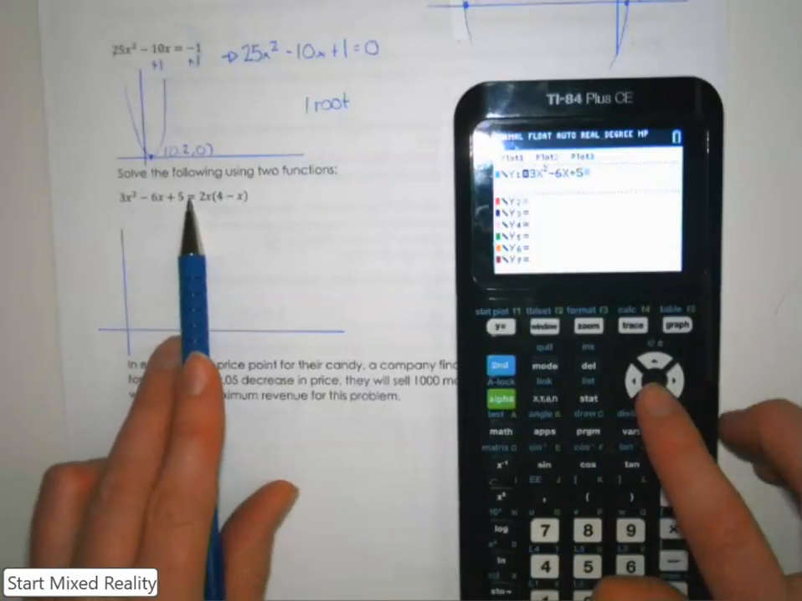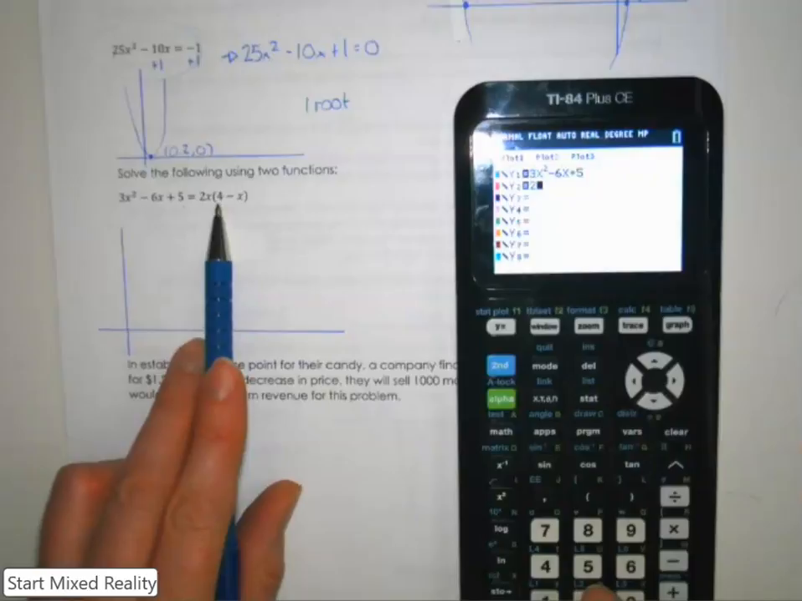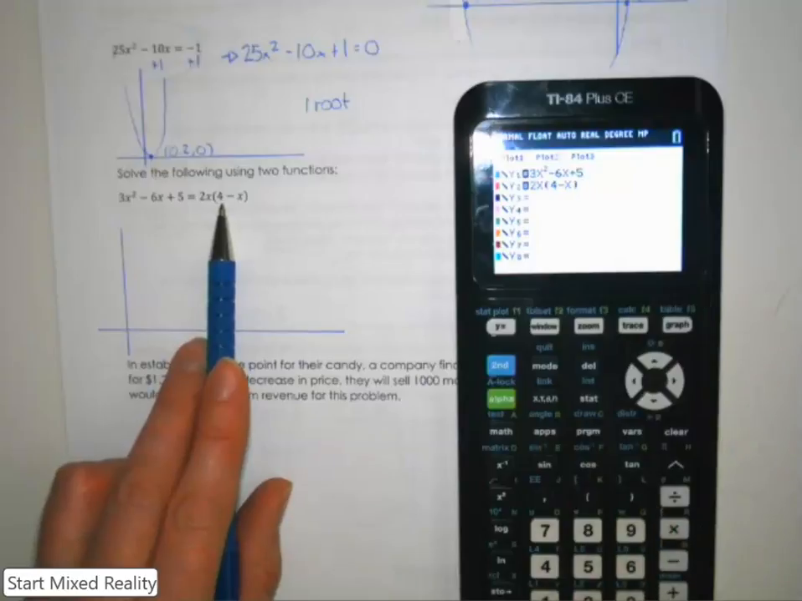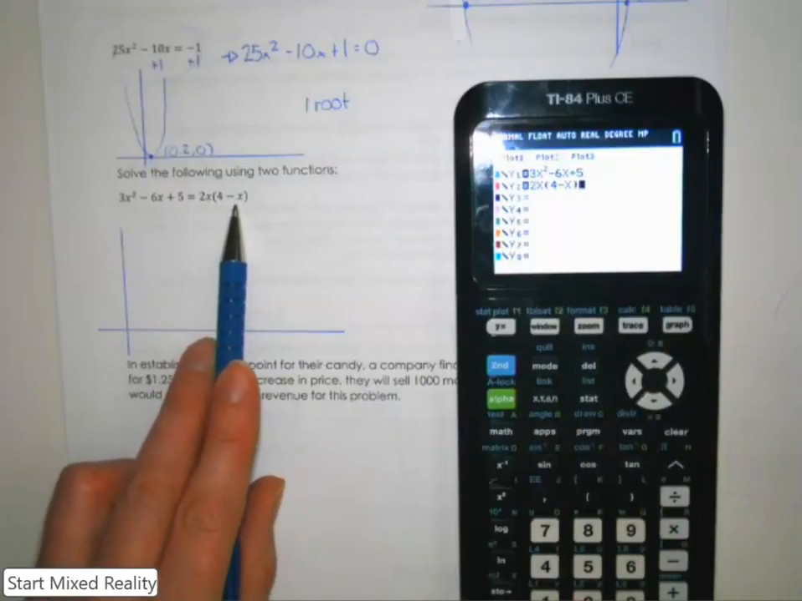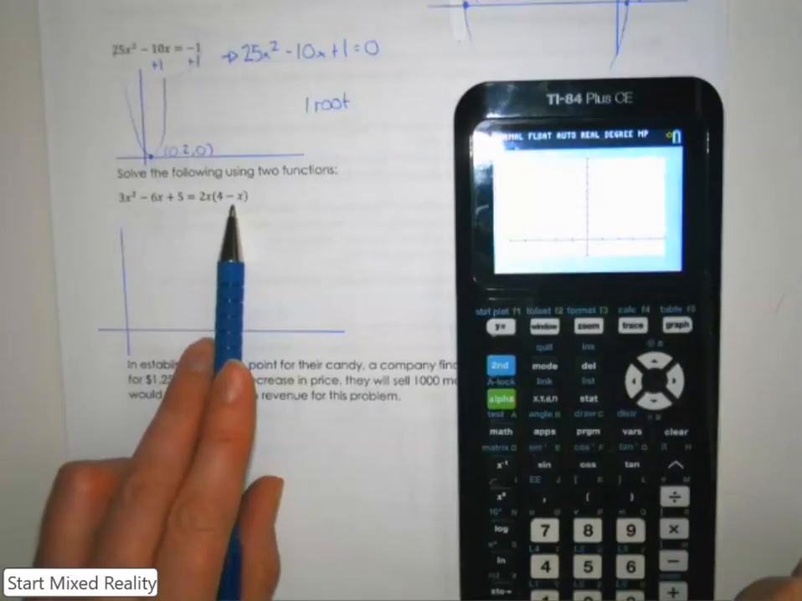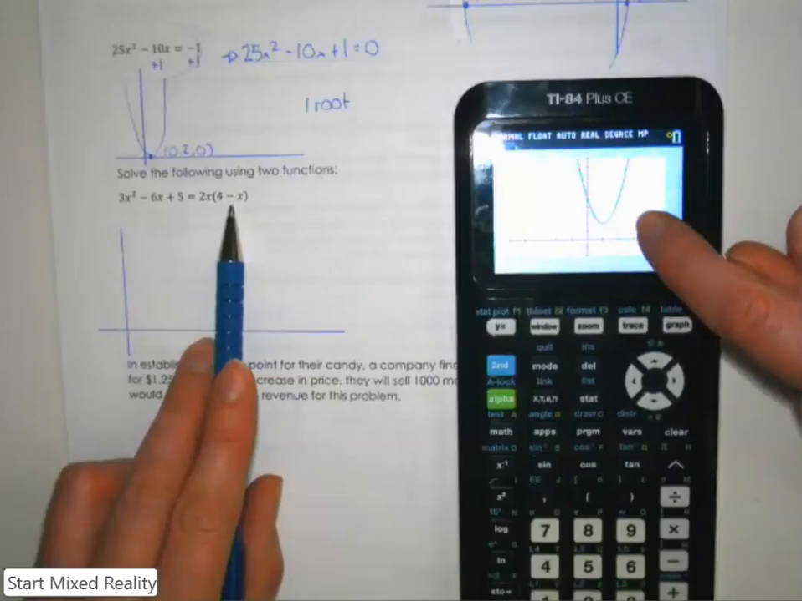Okay, and now on the other side of the equal sign, I'm going to put in 2x bracket 4 minus x. And this is just cutting down on our work, right? We don't even have to try and expand this. The whole thing will be calculated for us. So now when we put enter into there, the first graph comes up first, the second one comes up second.